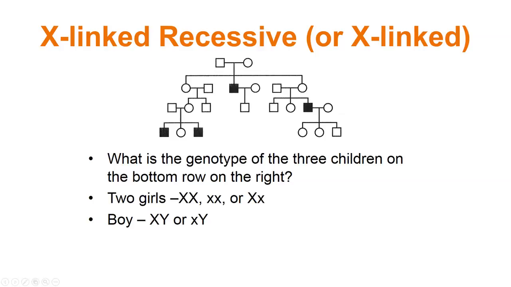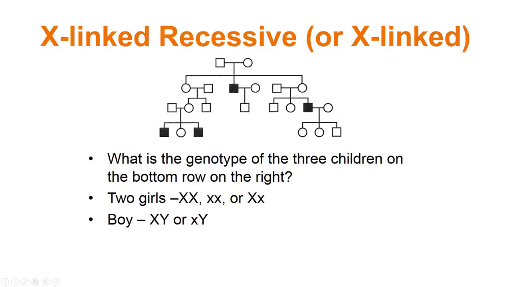Okay, so what is the genotype of the 3 children on the bottom row on the right? So here we have these 3 children. Okay, so we have an affected father, and we have a mother who's not showing symptoms. So I suppose she could be a carrier, or she could be big X, big X. However, if we actually do this, what are the 2 girls? They're not affected, so they're not little x, right? And so they're either big X, big X, or big X, little x.